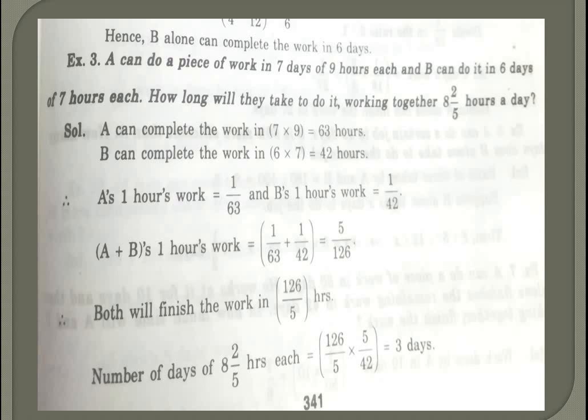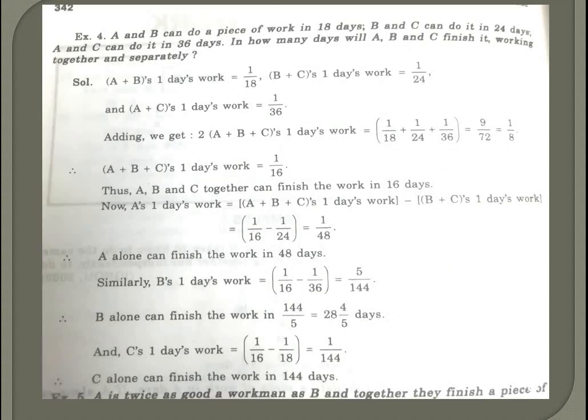So the number of days we have to find with the given hours. So the total work can be finished in 126 by 5, which will be divided by the hours. So hours is 42 by 5. When you are dividing the work by the hours, and it's a fraction, it will be written as the reciprocal, 5 by 42, which is 3 days.